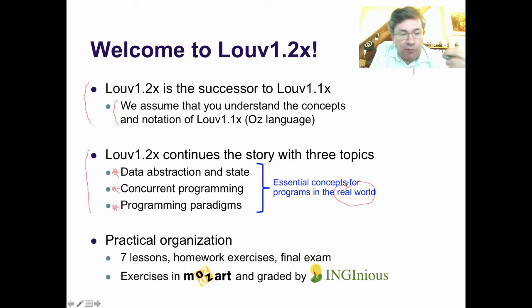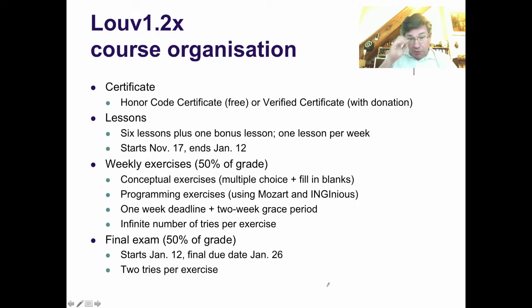So the practical organization of Louvain 1.2x: there are 7 lessons with homework exercises and a final exam. As before, the exercises will be done in the Mozart system and graded by our ingenious grader. We will give a short introduction to these, but if you need a more full introduction, you have to go look at the introduction in Louvain 1.1x. So how is the course organized?